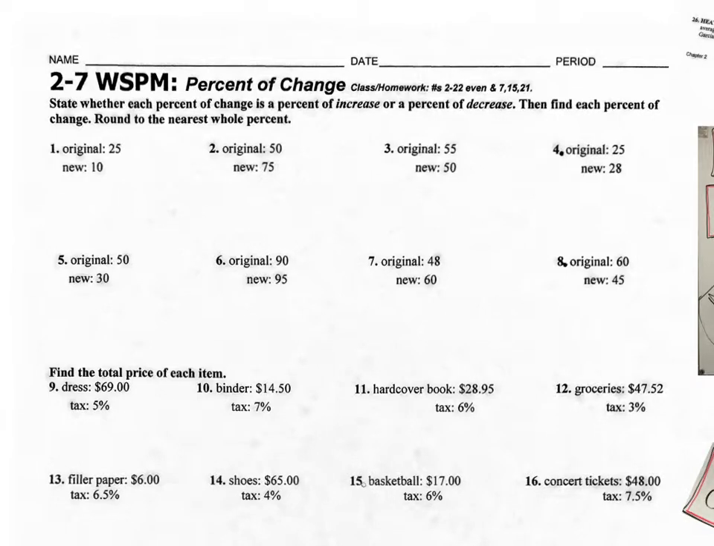So on today's worksheet 2.7 WSPM, it says, state whether the percent of change is a percent increase or percent decrease. And then find each percent of change. It says round to the nearest whole percent. So if we're looking at number one right here, we need to know the notes from the board.